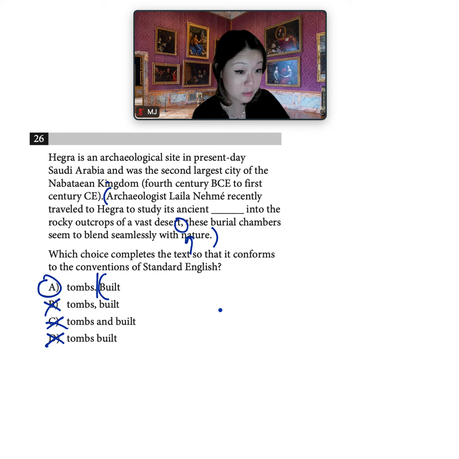So let's check for dependent, independent. We already know that the right side is going to be independent because we have our subject and our verb, and let's check the left side. So the left side says, "built into the rocky outcrops of a vast desert." That's your classic modifier, which is just a little phrase that describes the main noun of the sentence, which works.